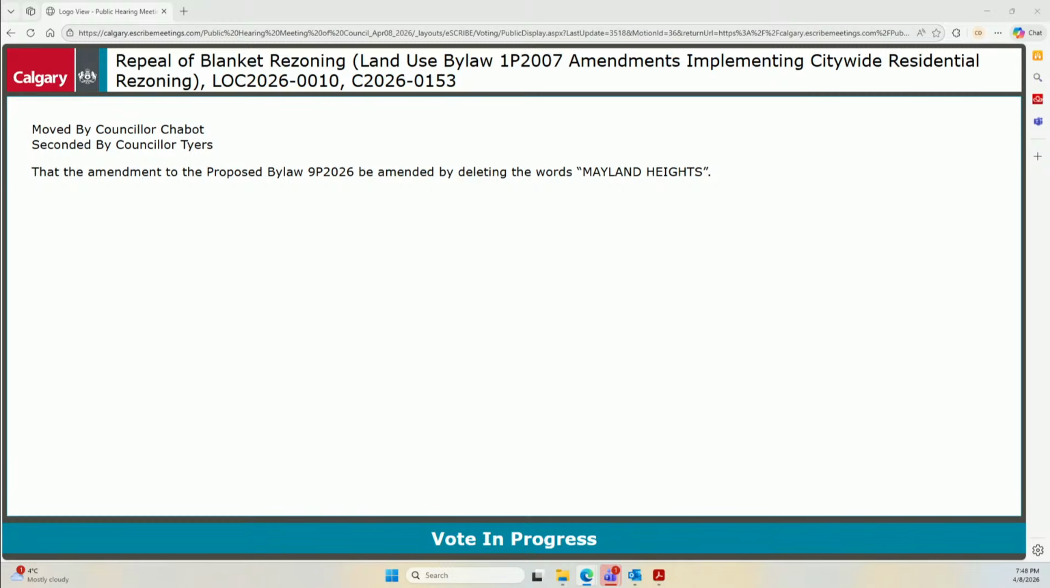Councillor Yule, on the amendment to the amendment, your vote, please. Yes. Councillor Atkinson, thank you. Councillor Chabot, your vote, please. Yes to my amendment to the amendment. And Mayor Farkas, your vote, please. No. Mayor Farkas, all the votes are in. Thanks, please display the result.